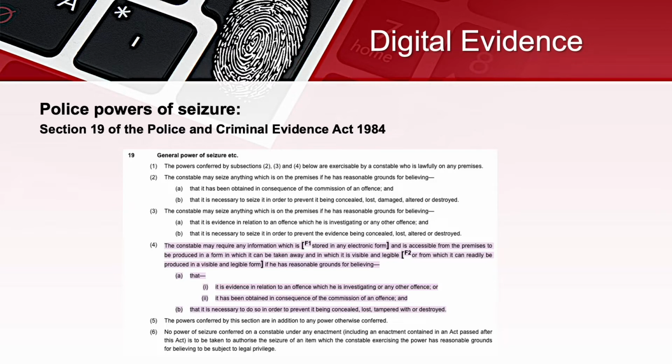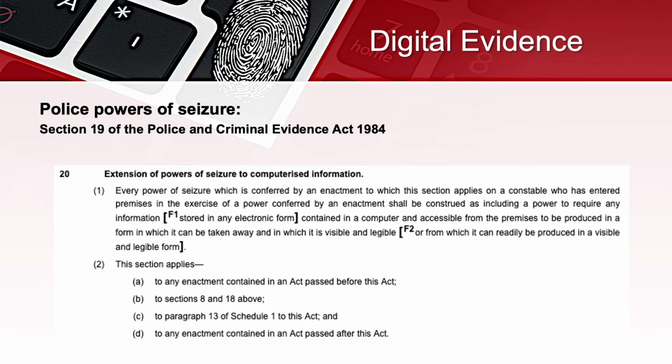The phrase "accessible from the premises" may also mean any data that is remote but accessible from the computers within the premises, such as data stored in cloud storage accounts or other online services. These may also be subject to the power of seizure. Section 19.4 is extended beyond the general seizure powers by virtue of Section 20.